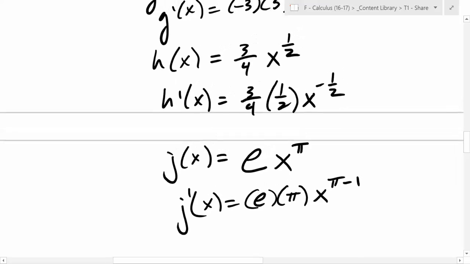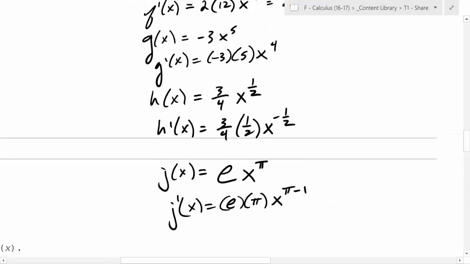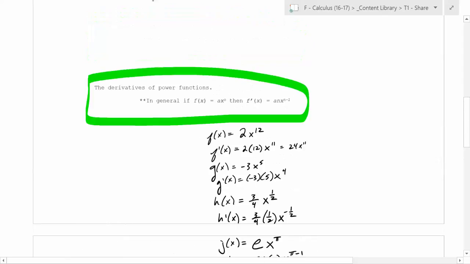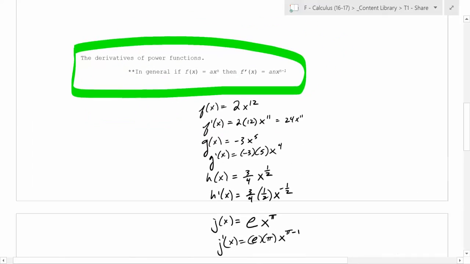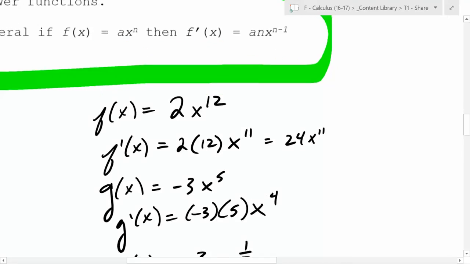So is that the nice shortcut that you've wanted? Yes, it is, but it only works for what type of function? Does it work for logs? No, it doesn't. So some functions we still have to use a what? A table. We do the limit definition of derivative.